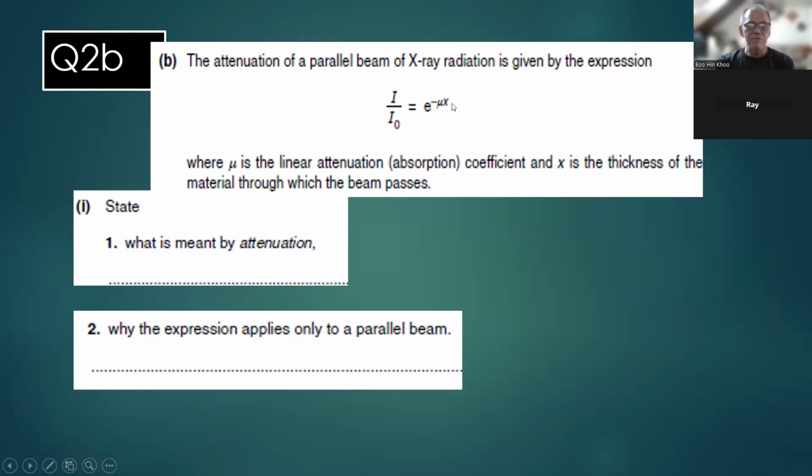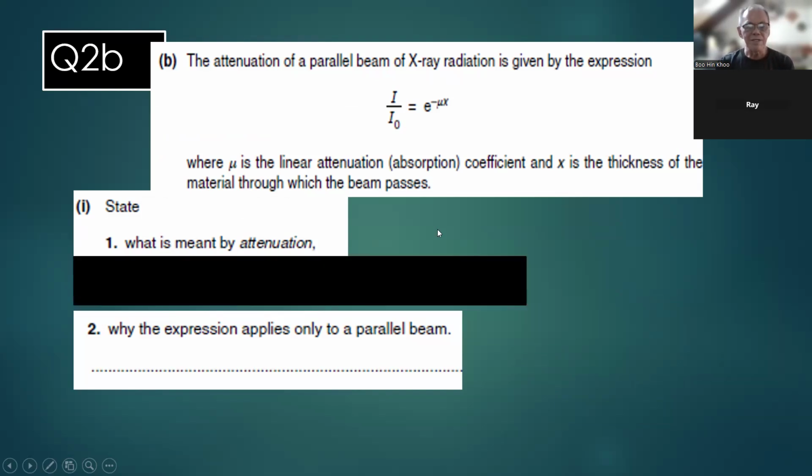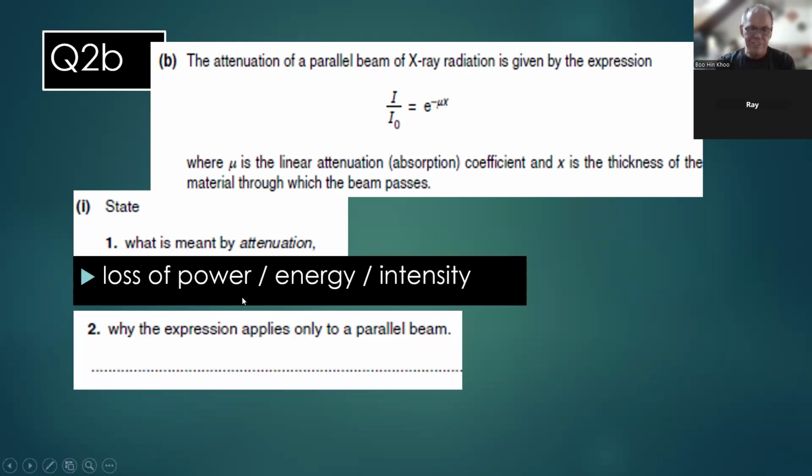Usually they won't give you this formula, since they are required to recall, but sometimes they may be quite generous. Attenuation: loss in power or loss in energy or loss in intensity. Just one of them. No need to write all of them.